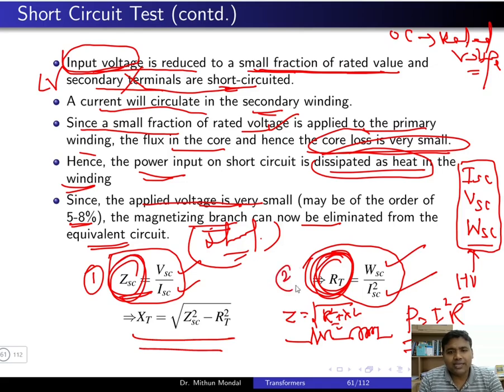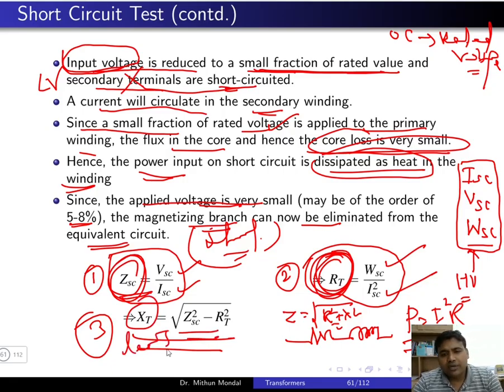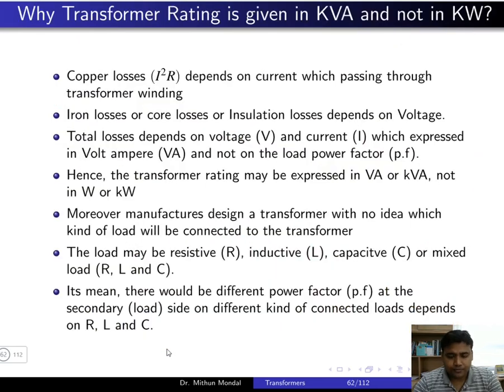This will be the second step, and the third step is to find the reactance in the circuit. The reactance, or the leakage reactance, will be the square root of the impedance squared minus the resistance squared. In this way, by performing the short circuit test, we can determine the series parameters. Combining the open circuit test and the short circuit test, we can construct the equivalent circuit of the transformer.